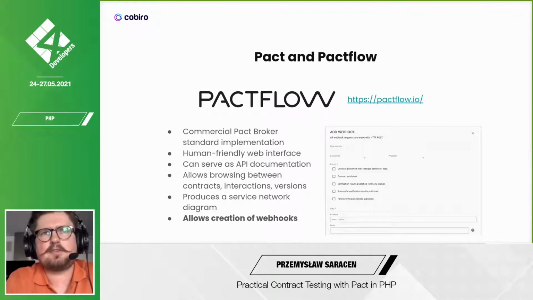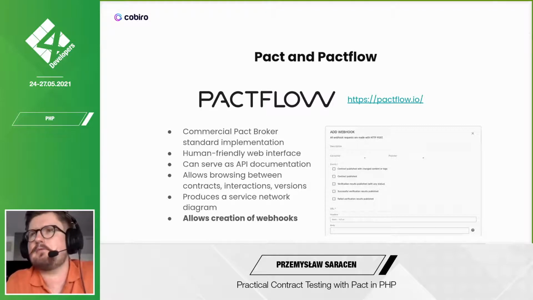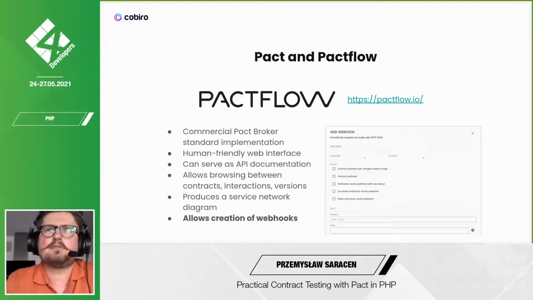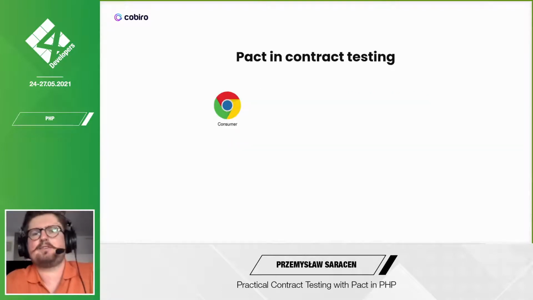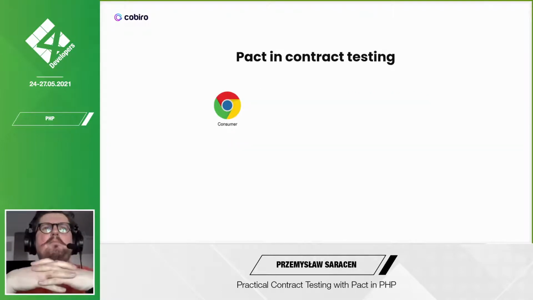And also it allows us to create some webhooks that can be useful, for example, to make some sorts of notifications where when we have a new contract uploaded to the broker, or maybe a new version of a contract, or maybe some verification fails, we can use those webhooks to, for example, set up Slack notifications. Okay, so let's talk about how is Pact used in contract testing.